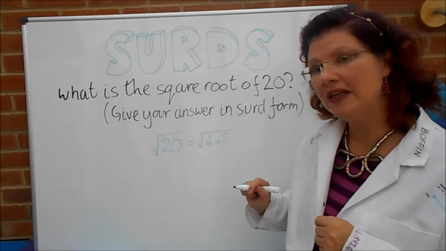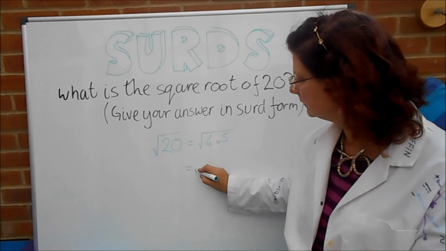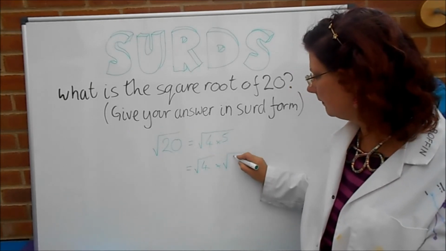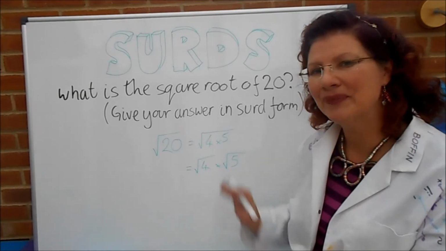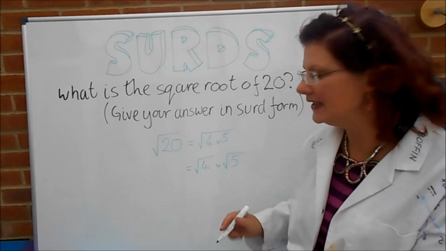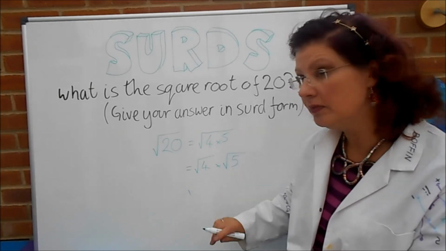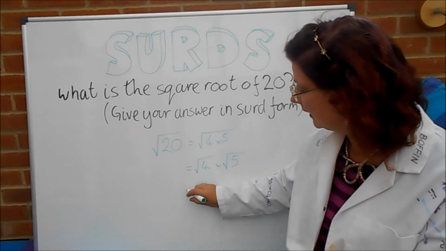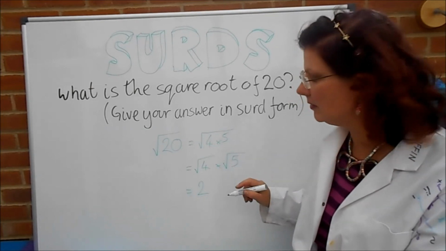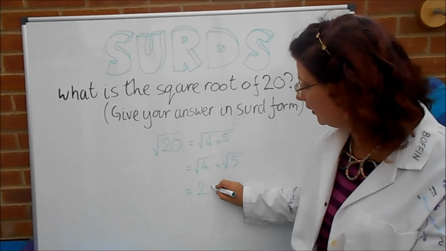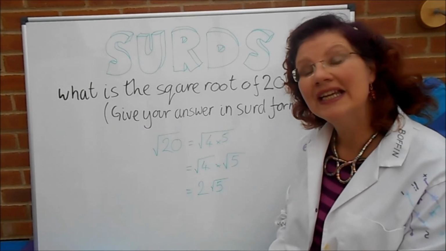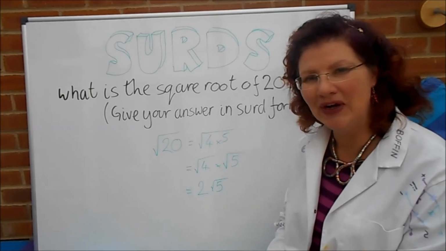So now we're going to split that square root. The square root of 4 times the square root of 5. Right, now you can see why I picked the 4 times the 5. Square root of 4 is dead easy. It equals 2. And then root 5 is just root 5. That doesn't simplify because it's not a square number. So 2 root 5. Square root of 20 is equal to 2 root 5.